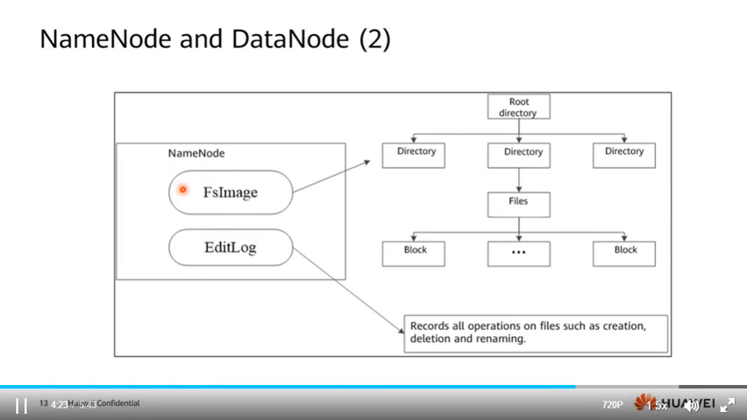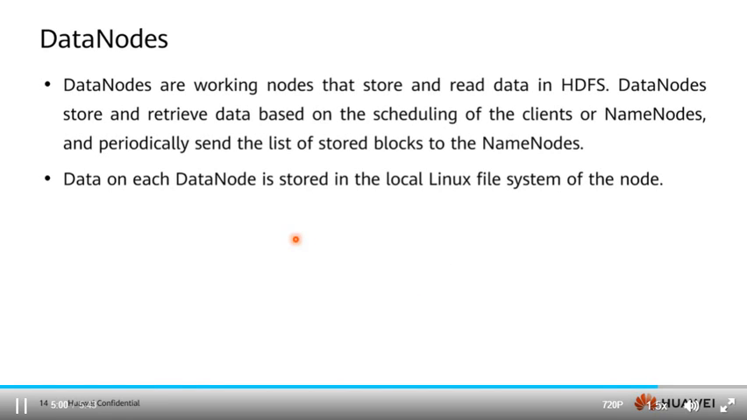Also, name node manages the namespace of the distributed file system and stores 2 core data structures: fs image and edit log. Fs image is used to maintain the file system tree and the metadata of all files and folders in the file tree. The operation log file, edit log, records all operations on files, such as creating, deleting, and renaming files.